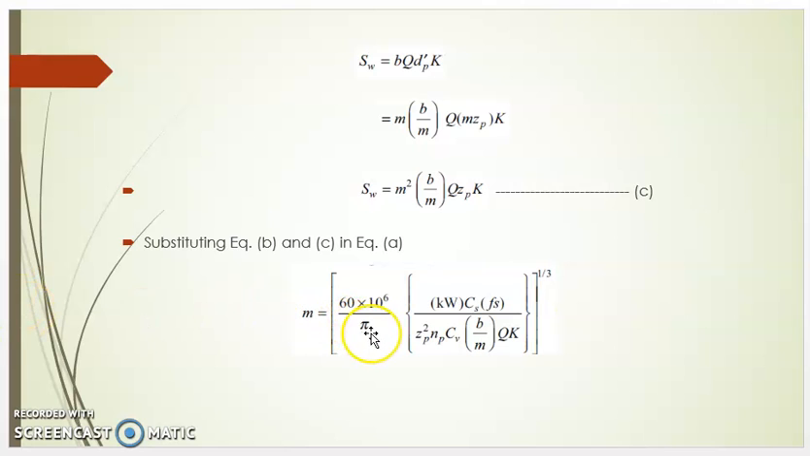Therefore, this equation gives the module based on wear strength. Thank you very much. This is the end of the chapter spur gear.